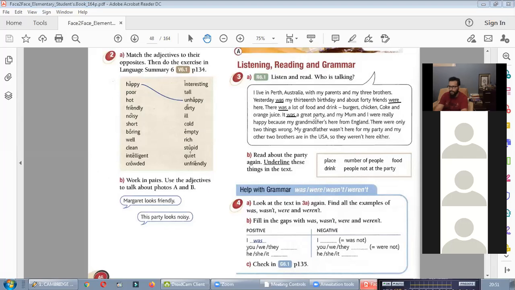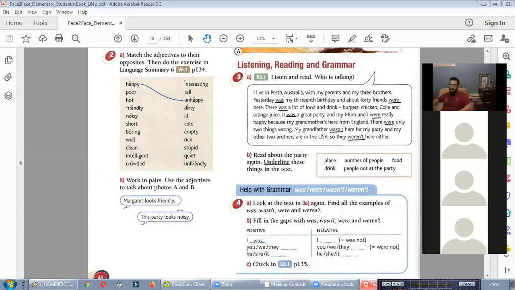It was a great birthday party. Correct. And my mom and I were really happy because my grandmother is here from England. There were only 2 things wrong. My grandfather wasn't here, and my other 2 brothers are in the USA, so they weren't. Right.